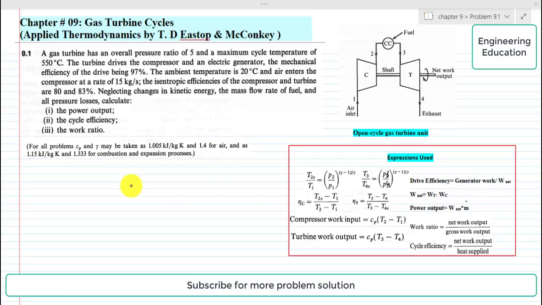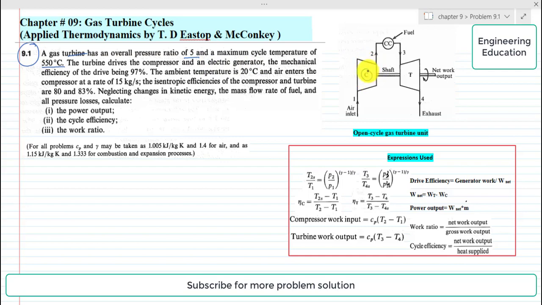In this video we are going to solve problem 9.1, chapter number 9, gas turbine cycles, from the book Applied Thermodynamics by Eastop and McConkey. The statement of the problem is: a gas turbine has an overall pressure ratio of 5 and a maximum cycle temperature of 550 degrees centigrade. The turbine drives the compressor and an electric generator, both.